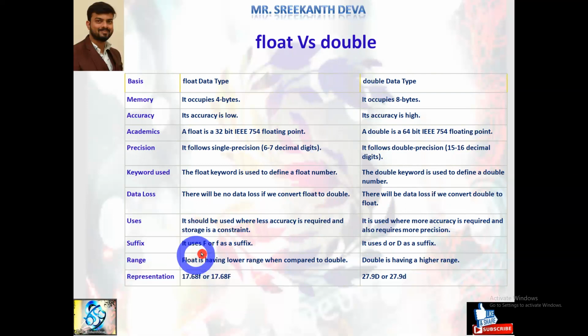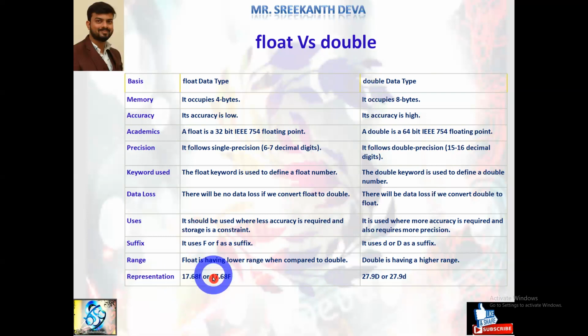Suffix: float uses capital F or small f as a suffix. In case of double, it uses small d or capital D as a suffix. Range: float has a lower range when compared to the double type. Double has a higher range compared to the float type.